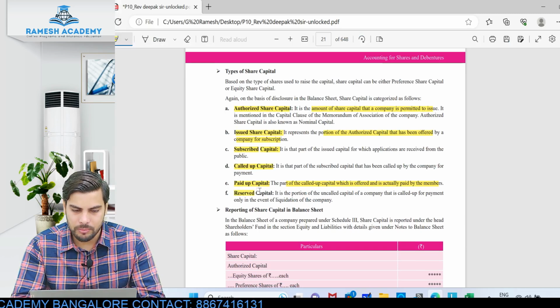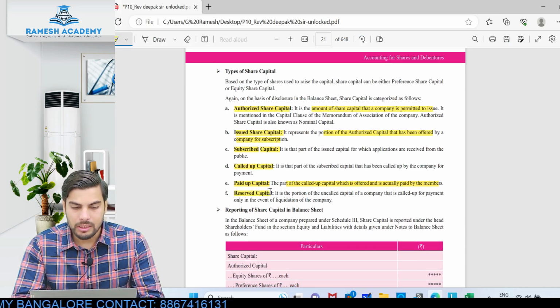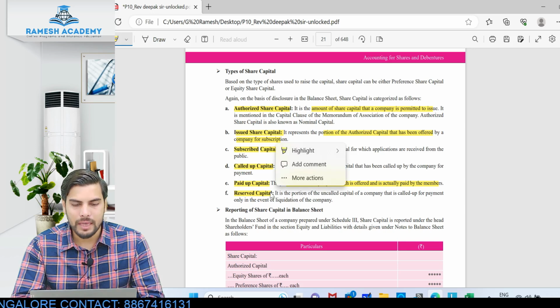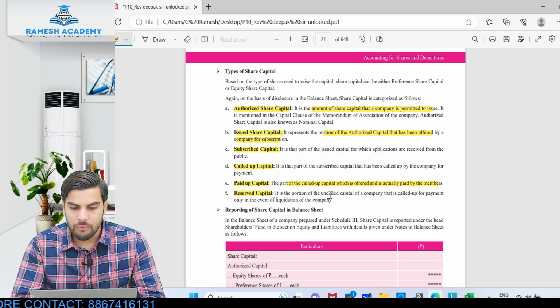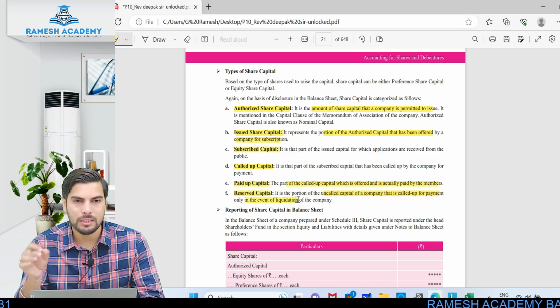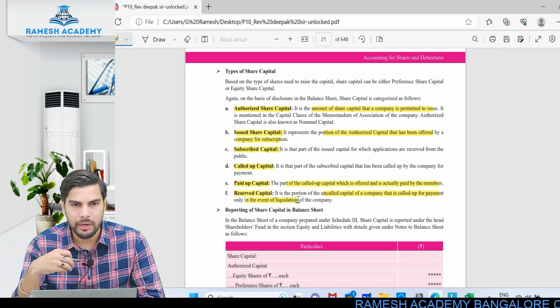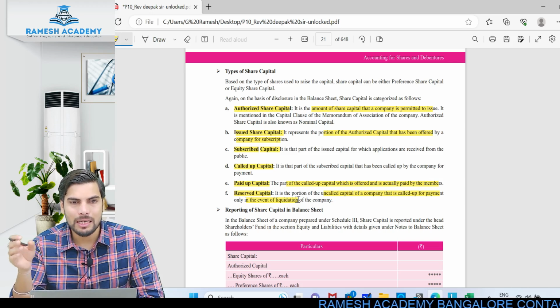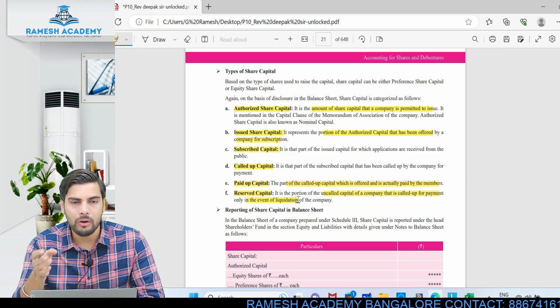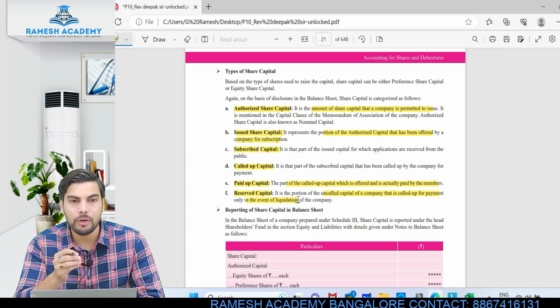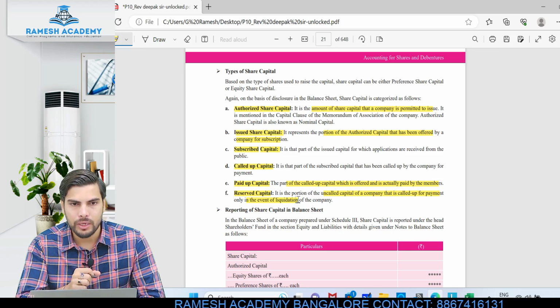So let's have a look at this last part. Not much important, but let's just cover this. Reserved capital. What is this reserved capital? It is the portion of uncalled capital. Always remember, this is uncalled capital of the company that is called up for payment only in the event of liquidation. I'm just keeping it as reserve. I'm not reminding the shareholders to make the payment immediately. I'll be reminding these people to make the payment only in the event of liquidation or winding up.